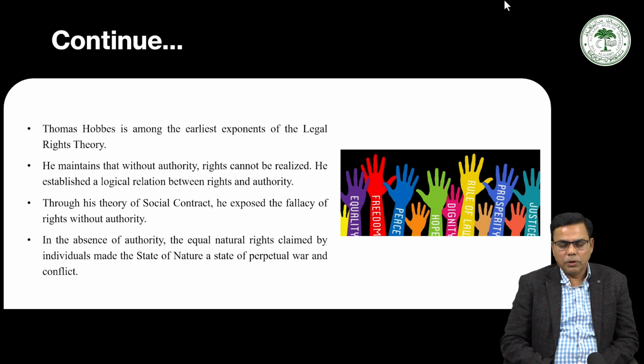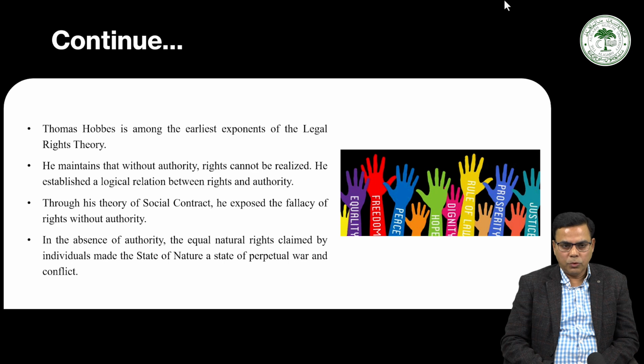Thomas Hobbes is among the earliest exponents of the legal rights theory. Thomas Hobbes, you all know, was a social contractualist, and he is among the earliest exponents of the legal rights theory. Like John Locke was the exponent of the natural rights theory, Thomas Hobbes was the exponent of the legal rights theory. Thomas Hobbes maintains that without authority, rights cannot be realized. He established a logical relation between rights and authority.